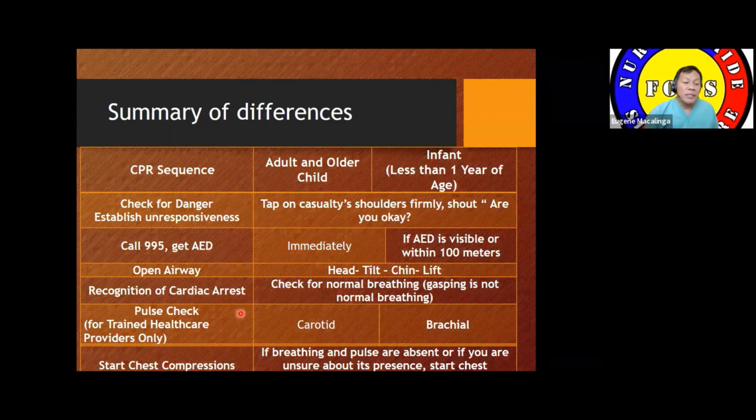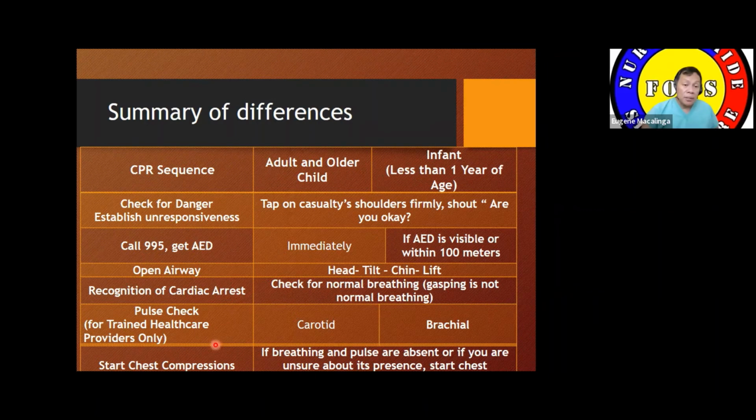After that, please do the recognition for cardiac arrest. Check for normal breathing. Is the patient gasping for air, or is the patient breathing normally? Sometimes it may not be an issue of cardiac arrest or heart attack. Maybe the patient just had too much alcohol to drink and is just sleeping. So make sure that you don't do CPR on somebody who is sleeping or just intoxicated, right? The management for that is different.